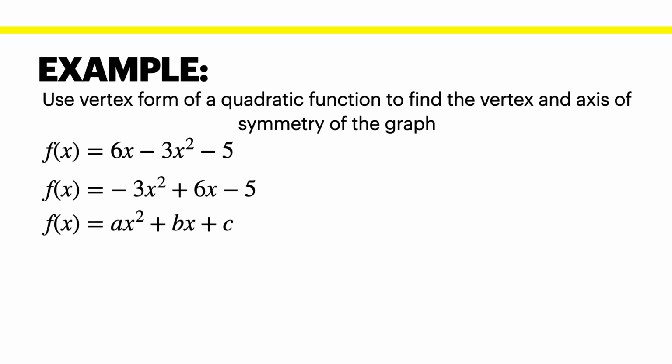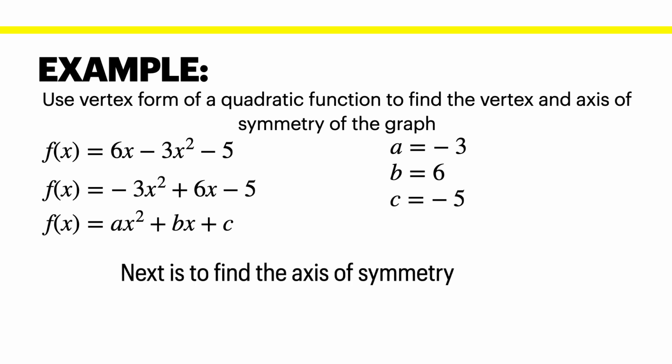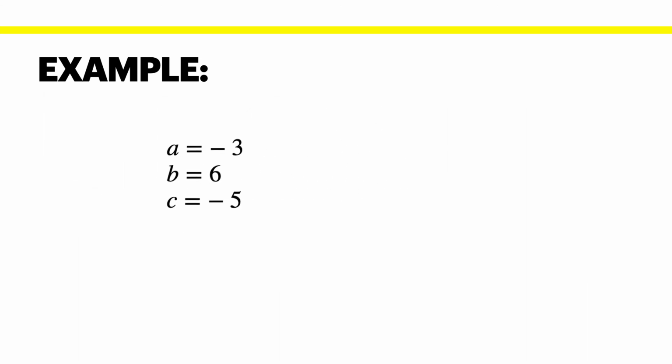Based on the standard form of the quadratic function, we have a is equal to -3, b is equal to 6, and c is equal to -5. Now, all we need to do is find the axis of symmetry. The value for x in the axis of symmetry will be the x in the vertex. So that's why it's very important.